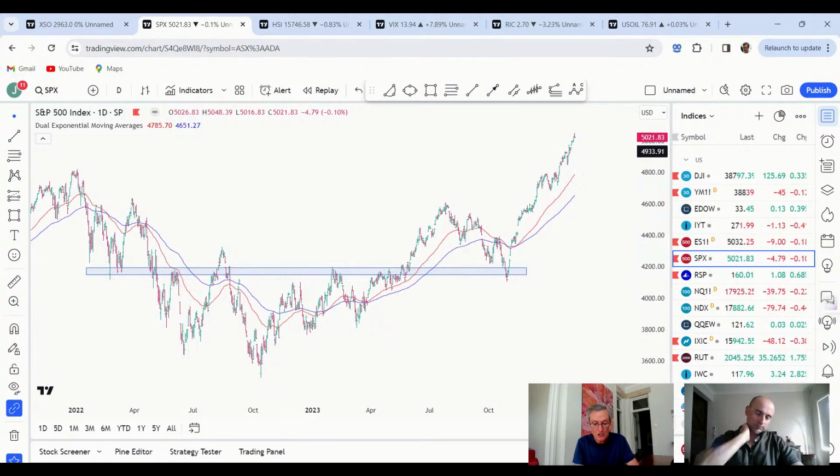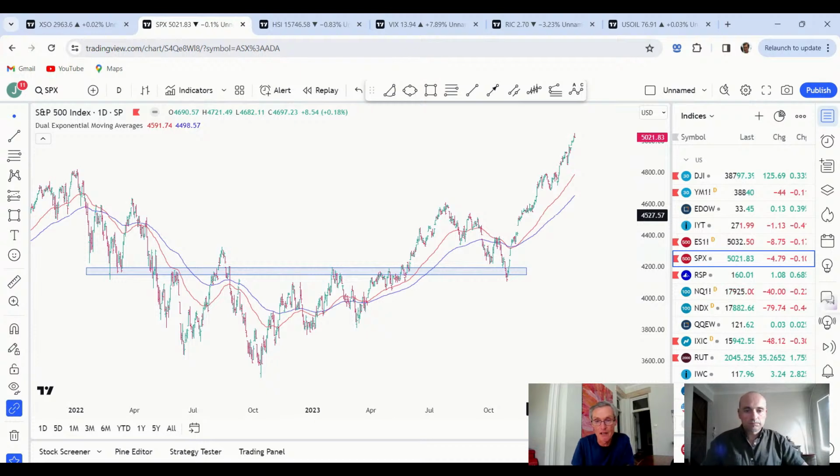No immediate signs of a pullback. I think the play would be, if you're long this market, you'd stay long. I think that's where you make the profit, by letting those profits run, not taking profit just because you think the market's had a good run, because the thing is, these markets can run for longer and further than a lot of people think possible.